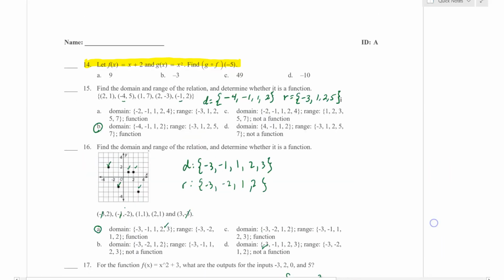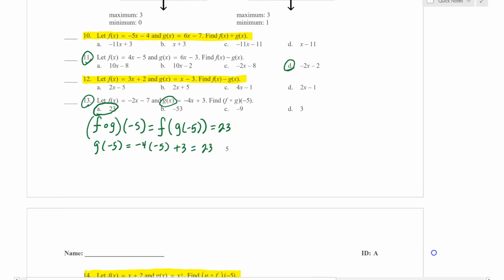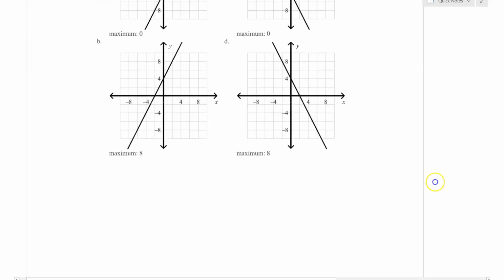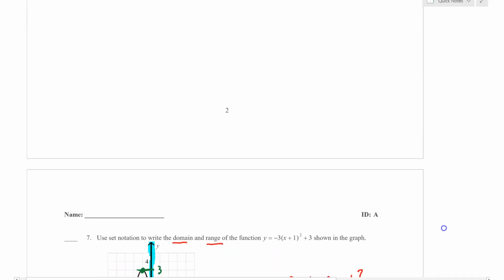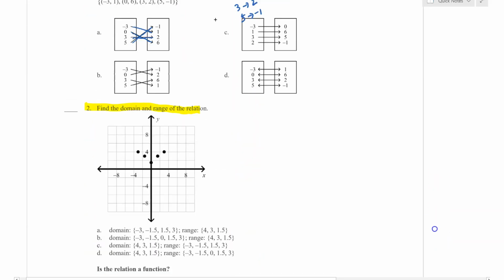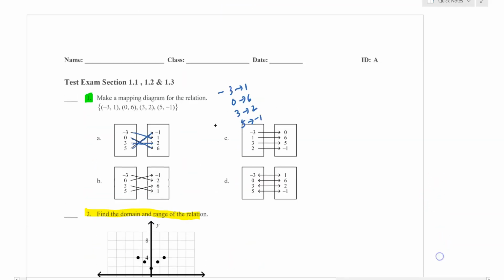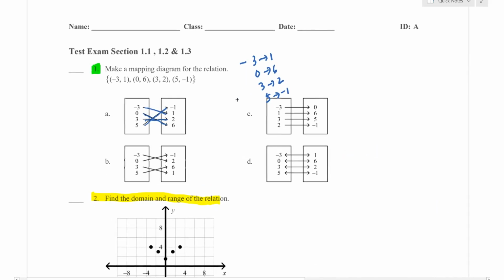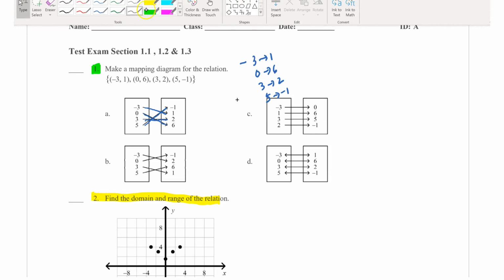So that's 1, 2, 3, 4, 5, 6, 7, 8. 8 problems, okay, in order for you to take the retest.